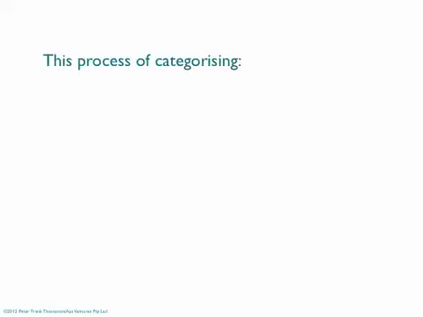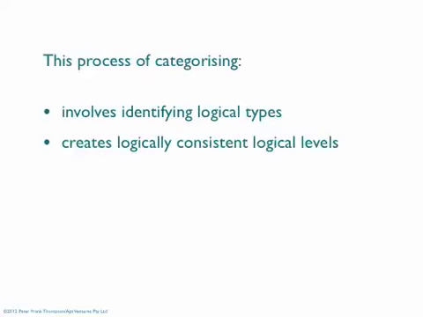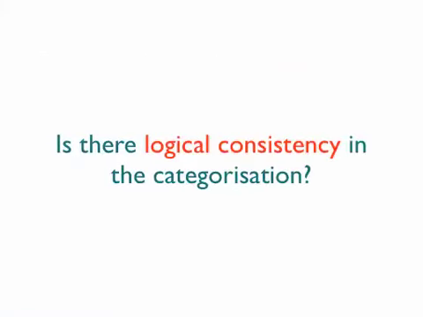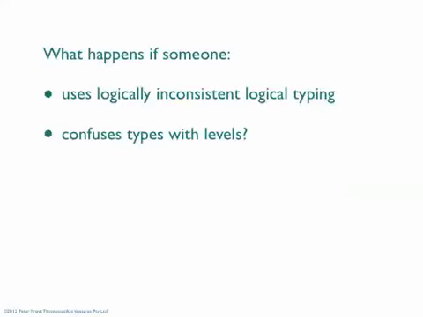So summarising, here are 2 points. I'll let you read them. The important thing, of course, is now, what happens if someone uses logically inconsistent logical typing or confuses types with levels? The rest of the slides in this section mainly look at the first part, logically inconsistent logical typing, but you will see confusion of levels of abstraction as well.